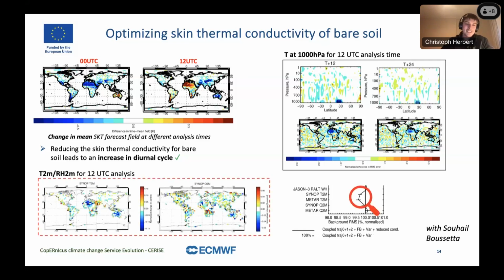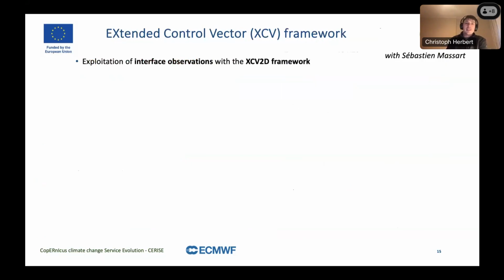And then again, looking at our maps here for the synop observations, you see we get a lot of blue over Northern Africa and Australia, which is what we thought would happen. Then I want to go a step further. When we have this outer loop coupling configuration in place and find the best degree of coupling, we are able to exploit interface observations.